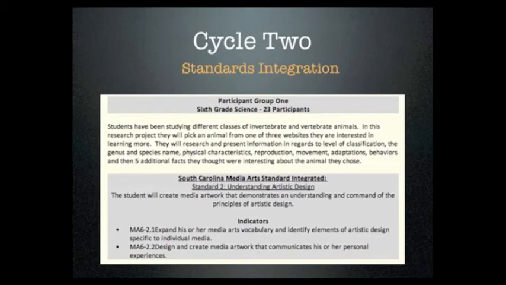The teacher chose Standard 2, which is Understanding Artistic Design. And you can see our art indicators here for the media art standards.